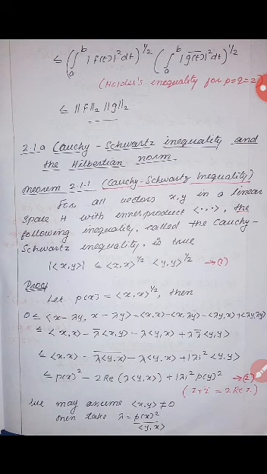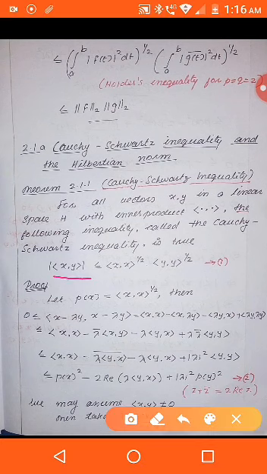Now let us prove the Cauchy-Schwarz inequality. The first theorem is the Cauchy-Schwarz inequality, that is, as we have seen before, modulus of inner product of x comma y is less than or equal to inner product of x comma x whole raised to half into inner product of y comma y whole raised to half.